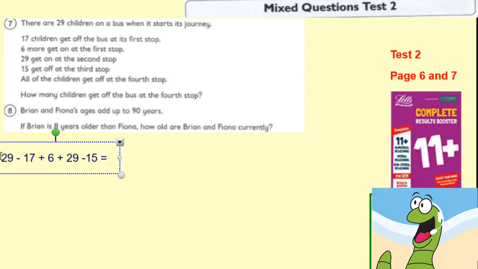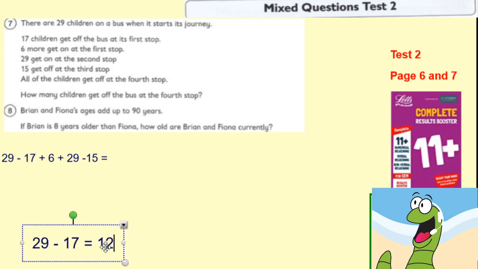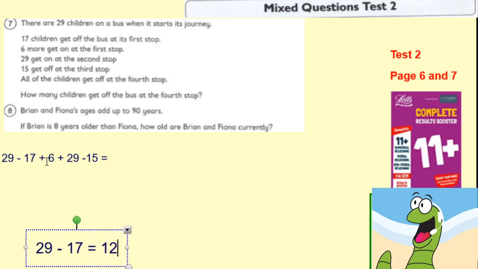So let's have a look. 29 minus 17. Let's take it a bit at a time, and we can do that. So 29, and we're going to subtract 17, and that gives us, so 29 minus 17 will give us 12. Okay, now we need to add 6.